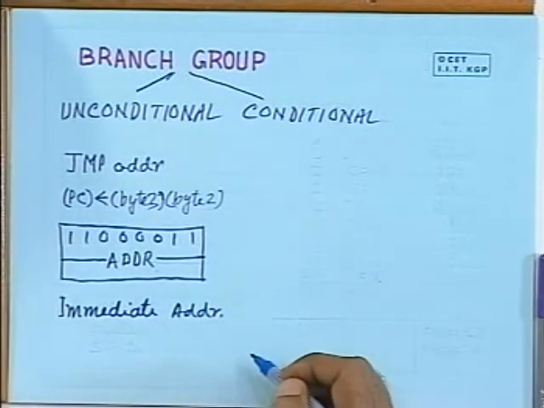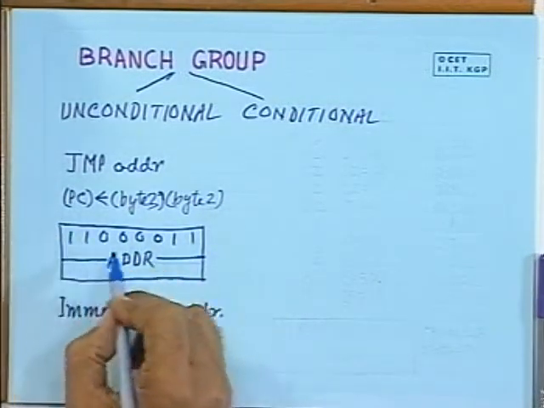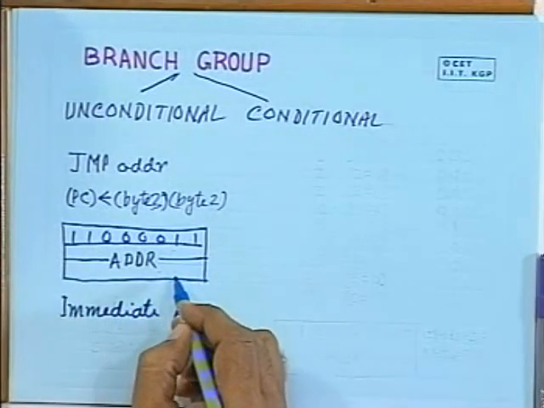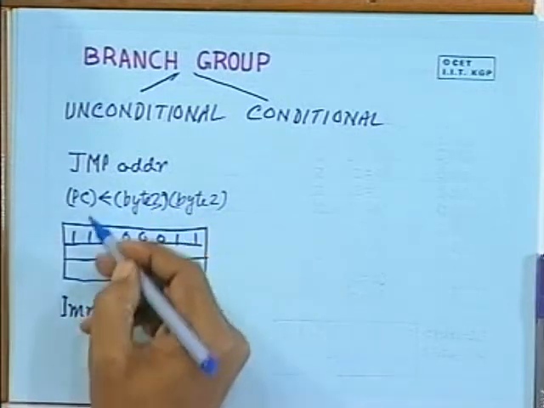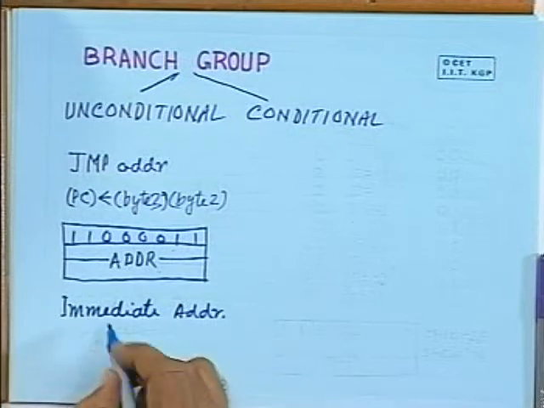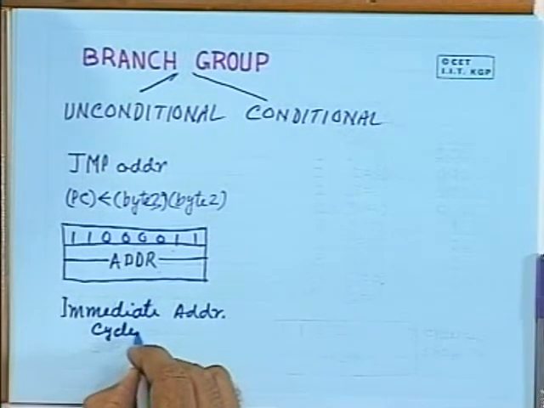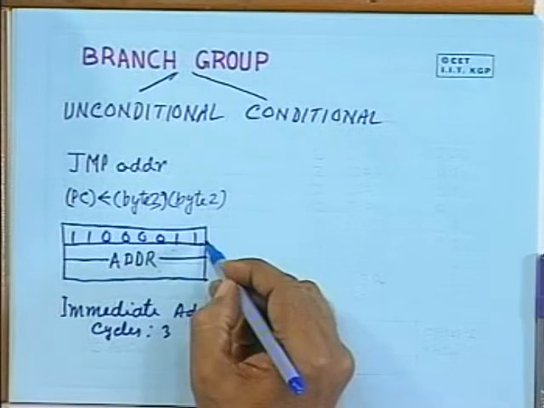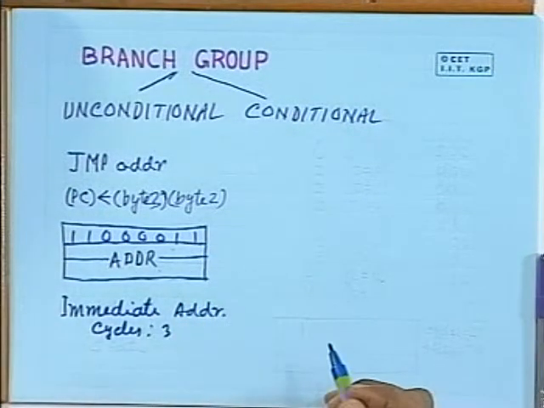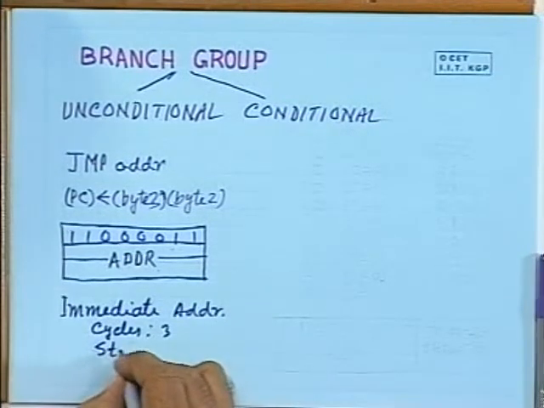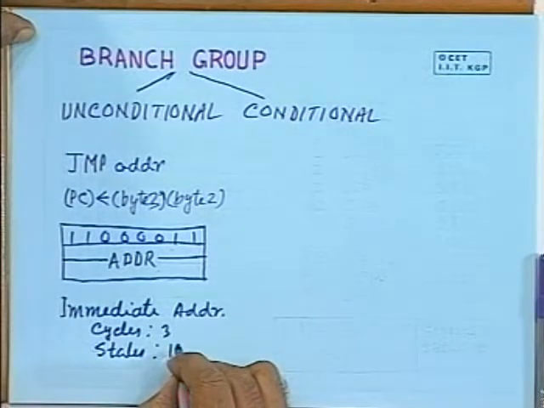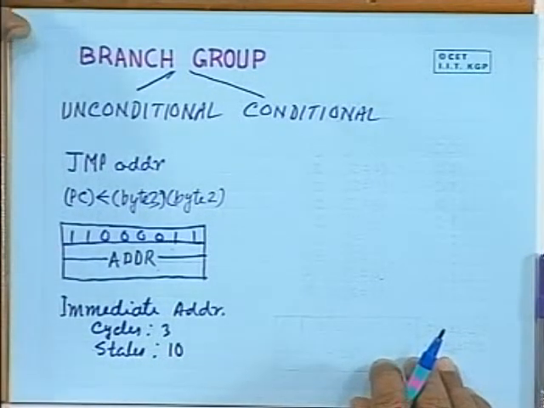So, how much time will it require to execute? First of all, the instruction fetch will take place, and then these two address bytes are to be fetched and loaded into the program counter. That is what the instruction does. So, it will require 3 machine cycles, one to fetch this, the next to fetch these two, and it will be loaded into the program counter. And the number of states required will obviously be 4 plus 3 plus 3, that is 10.